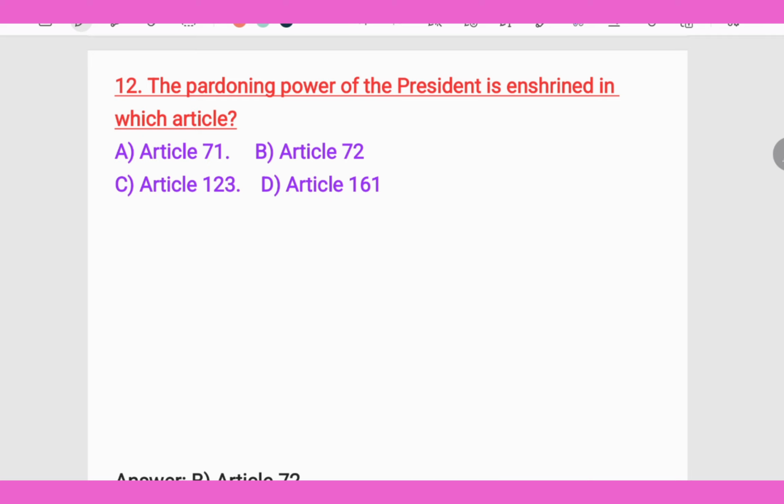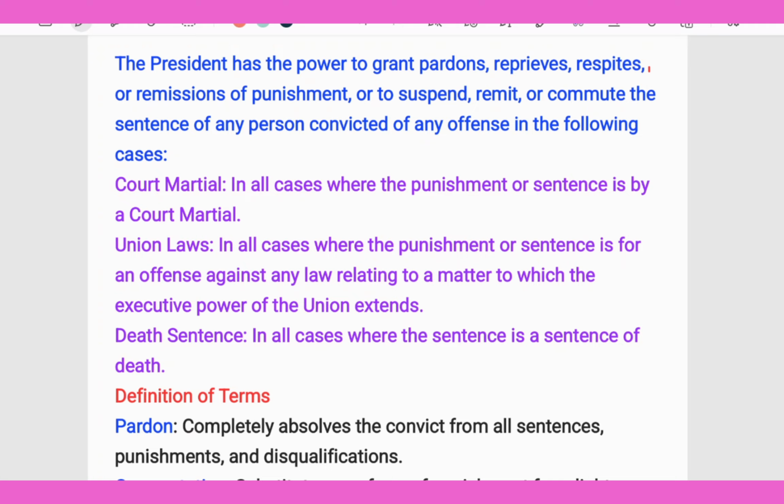The next question is, the pardoning power of the president is enshrined in which article? Pardoning power, article 72. Here is the explanation. The president can grant pardon, reprieve, respite, remission of punishment, or suspend, remit, or commute the sentence of any person convicted of any offense in the following cases.